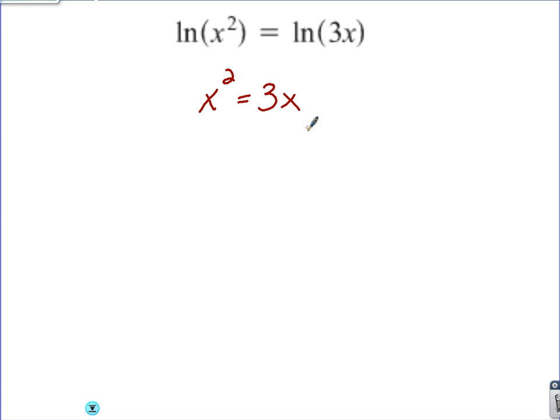Does that make sense? Why? The natural log of one thing equals the natural log of something else. Since it's a one-to-one function, that you don't have to know, but you can dump your logs. Dump your logs.